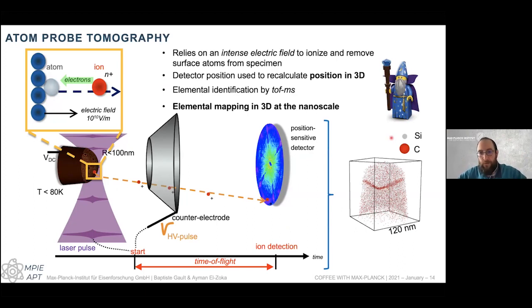And afterwards, using a bit of magic, I can turn this information of time of flight and impact position into a three-dimensional map of where the atoms were sitting inside of the material before we removed them. There's no magic. I will tell you how we do it.